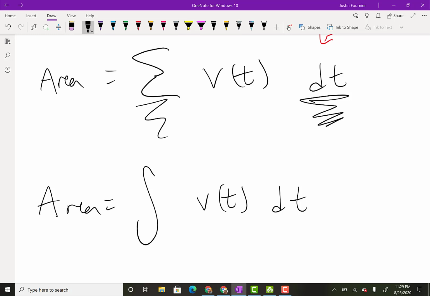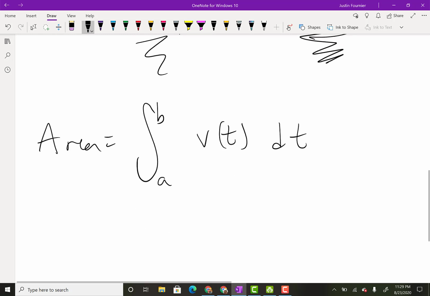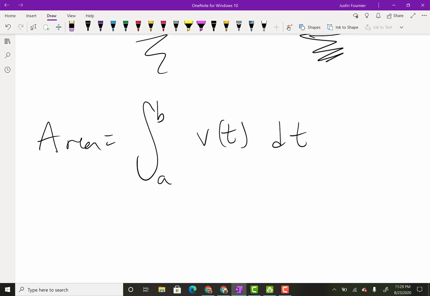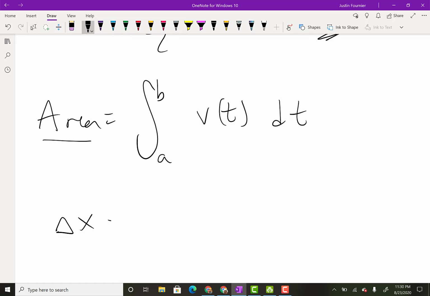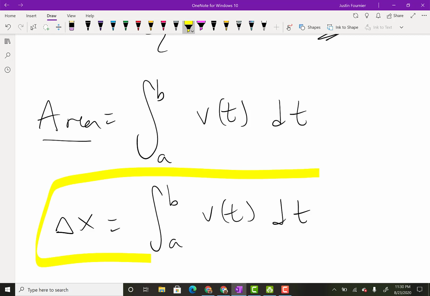And then we're going to evaluate that integral between those two intervals. This is what makes it a definite integral. It's going from time A to time B. So there we go. And that ends up being the displacement. So the displacement, which is the area, is the integral from time A to time B of the velocity as a function of time dt. And there we go. That's kind of where we get our main idea.